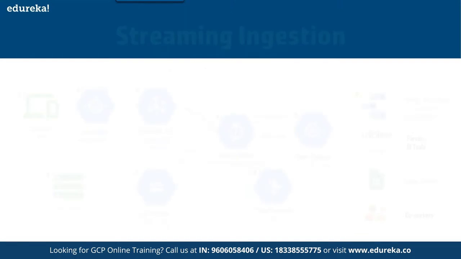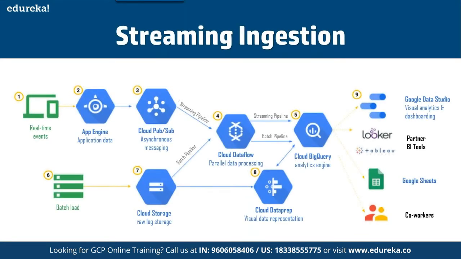In the case of streaming ingestion, it's a bit different. As you can see in this diagram, you are going to have your real-time events. Maybe I have a service running, so it's going to generate real-time events. You are going to have basically the app engine, which is going to be integrated with your applications. Can be on-premise, can be on Google Cloud, can be on any other third-party cloud as well. And these events are going to be fed together into your messaging service.